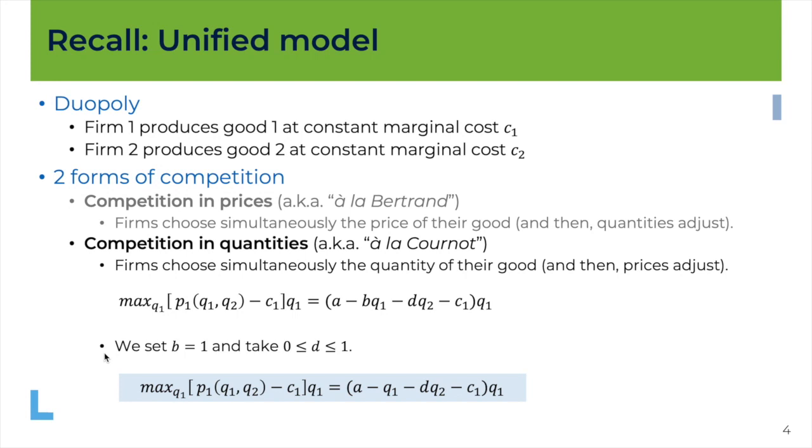We make the same simplification as we did for price competition. We set b equal to 1. We can do this without loss of generality. And we consider d, the measure of the substitutability between the products, as anything between 0 and b. b is equal to 1, so anything between 0 and 1. Just a technical note here: because we're considering the inverse demand, we can use this model to consider all cases from independent products, d equal to 0, to fully homogeneous products, d equal to 1.